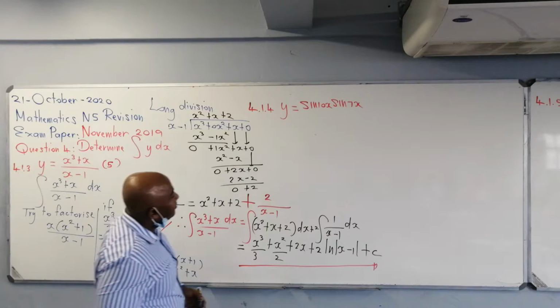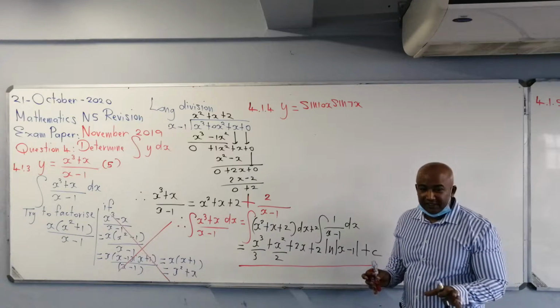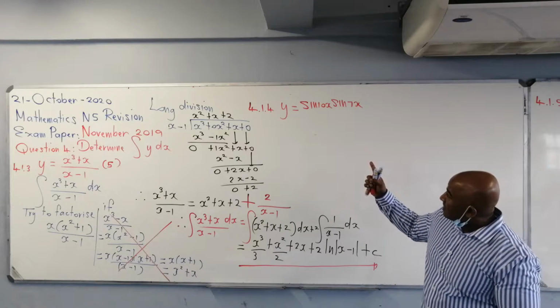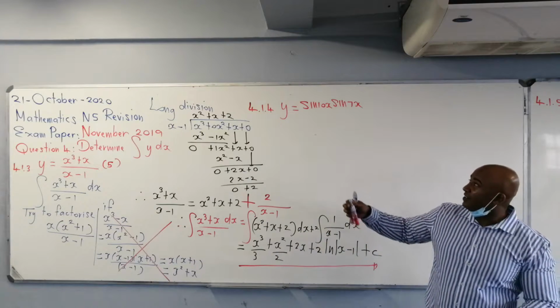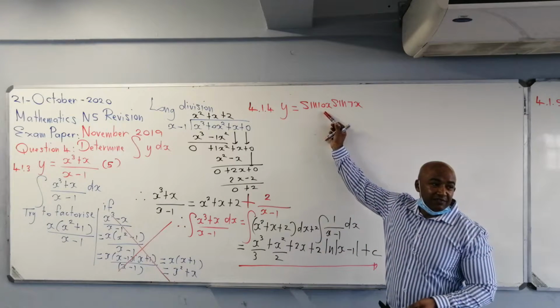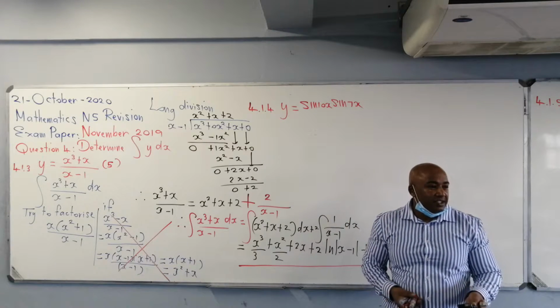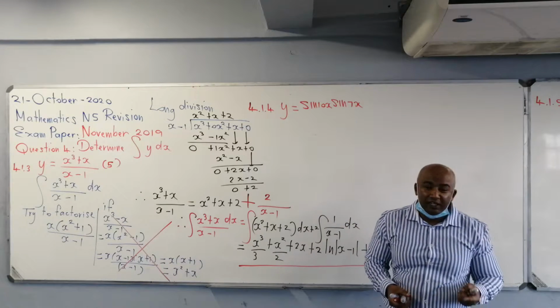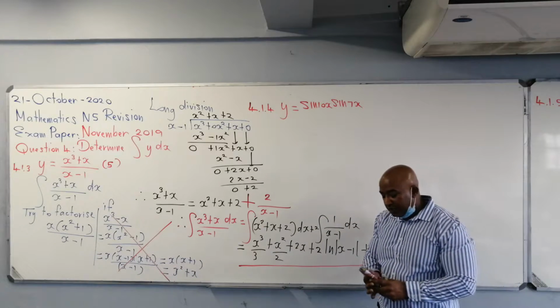Right, 4.1.4, we have sine multiplied by sine. The angles are different. There's no double angles here. So this is not a 2x. If it was a 2x and maybe an x, then you can use a double angle formula. However, that's a 10x. That's a 7x, so what do you do?